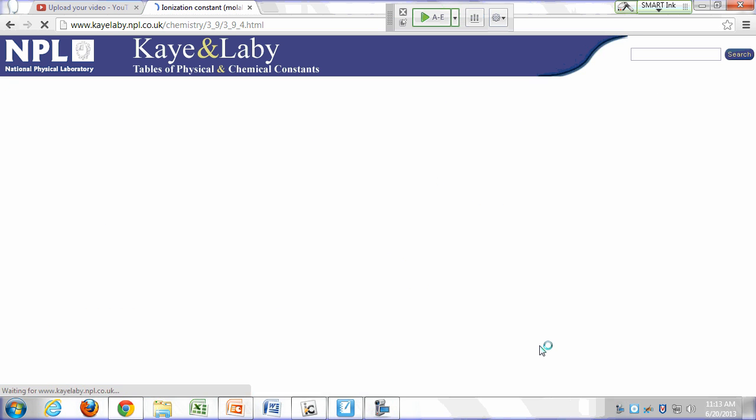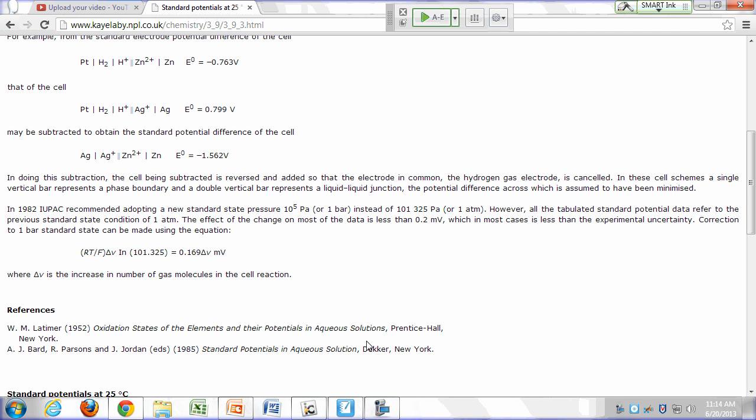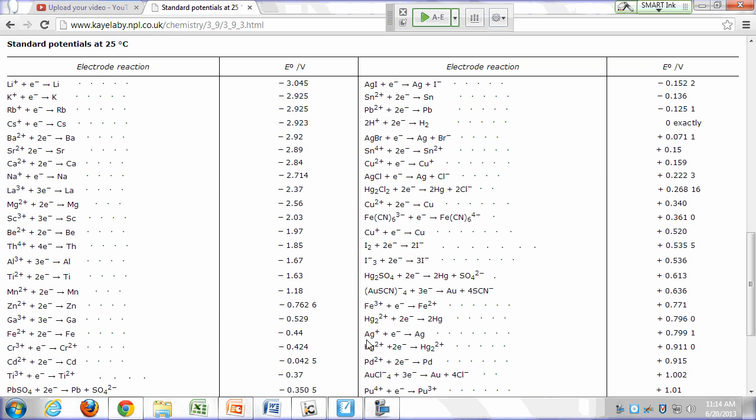Doesn't have everything, apparently. But you should be able to find a whole bunch of other sources on the internet, and pretty much most of them are reliable. Okay.